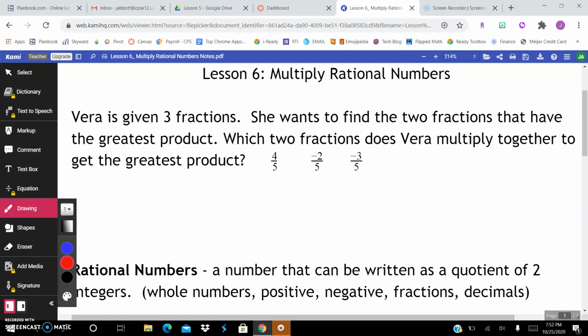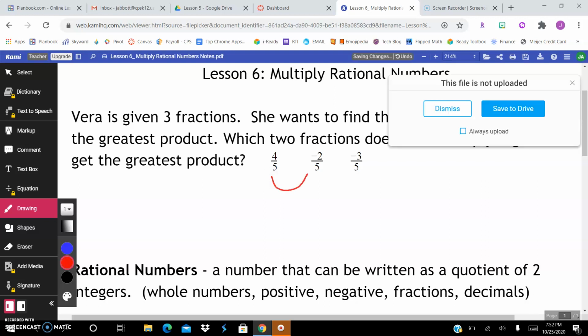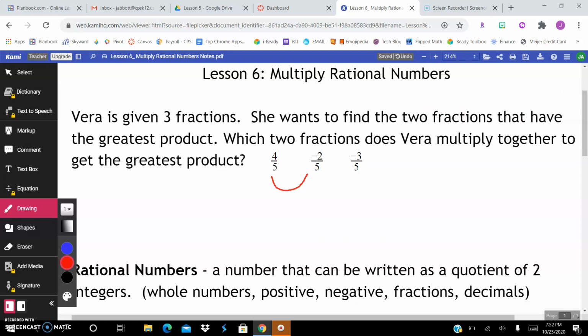So if I take this first fraction and multiply it by the second fraction, I have a positive times a negative. That is going to result in a negative answer. And then if I do that first fraction and multiply it by the last fraction, again, I have a positive times a negative, and that is going to result in a negative answer.